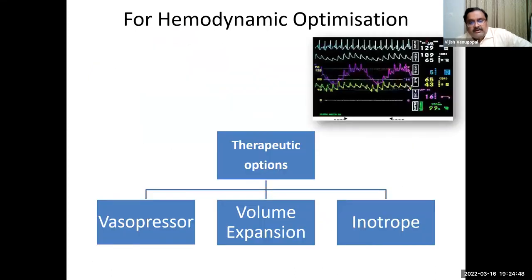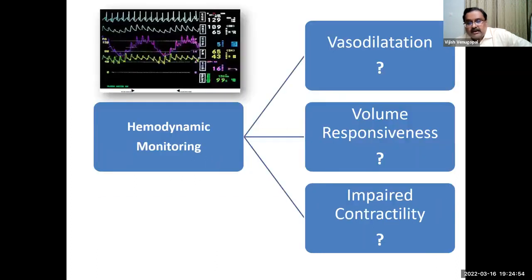So ultimately, after finding all these things, there are only three therapeutic options left with you. Either you can give a vasopressor, volume expansion, or an inotrope. So if there is vasodilatation, which you can detect by looking at the diastolic blood pressure or your systemic vascular resistance, you give a vasopressor. If the dynamic indices tell that there is preload responsiveness, give fluid.